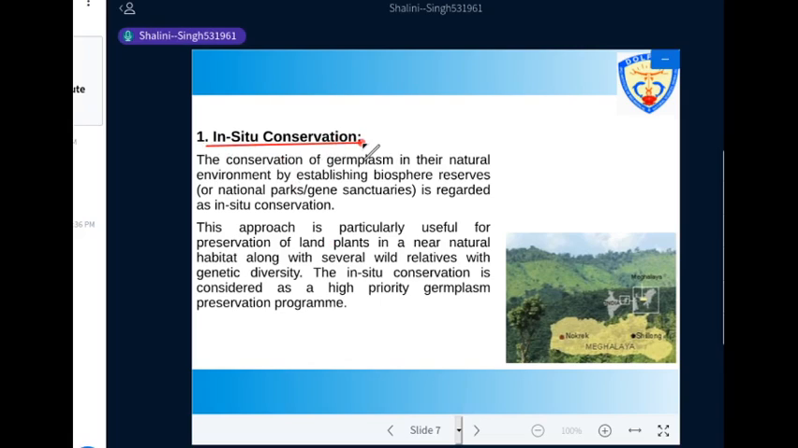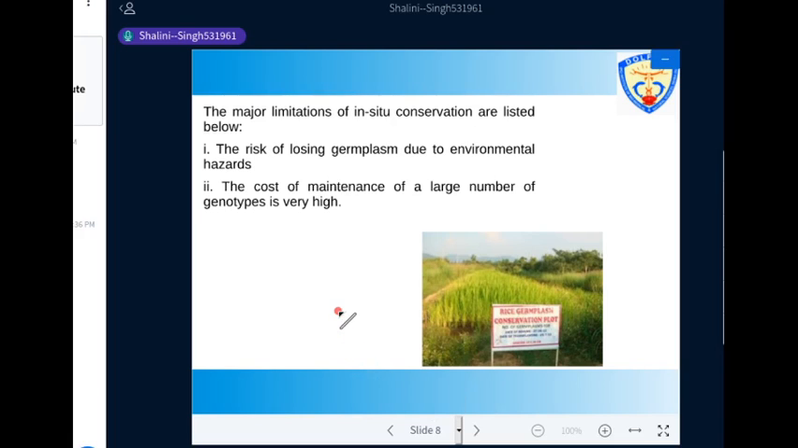In situ conservation means the conservation of germplasm in their natural environment, in the original habitat, by establishing biosphere reserves or national parks or gene sanctuaries. Then it is termed as in situ conservation. This approach is particularly useful for preservation of land plants in a near natural habitat, along with several wild relatives with genetic diversity. In situ conservation is considered a high priority germplasm preservation program because here plants are being conserved in their natural habitat.